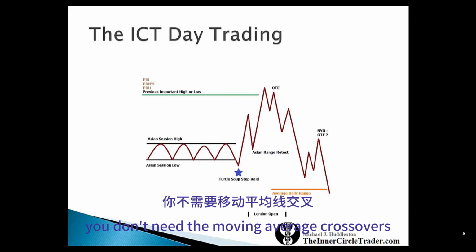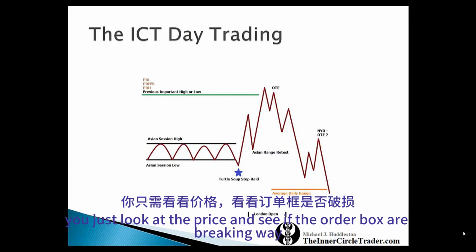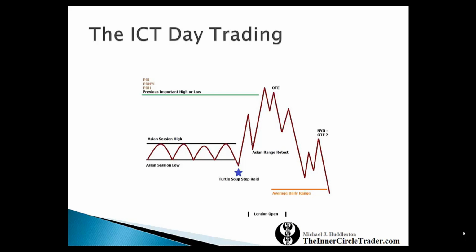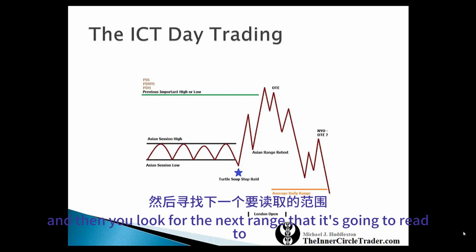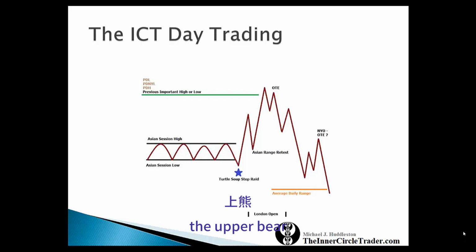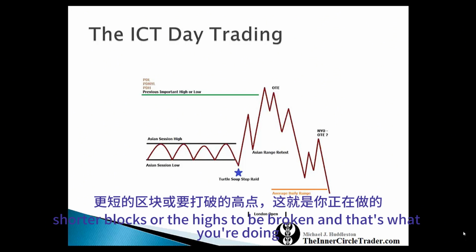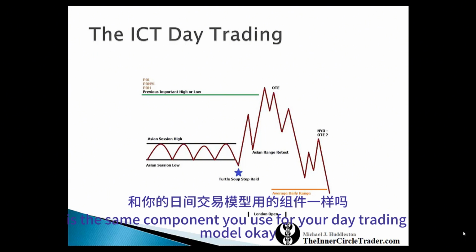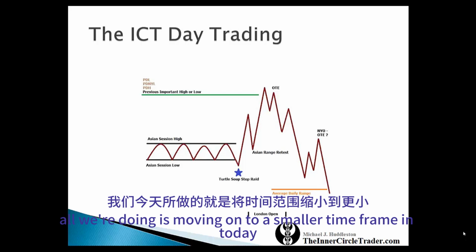You don't need the moving average crossovers. You don't need all that stuff. You just look at the price and see if the bearish order blocks are giving way and the bullish order blocks are being supported. Institutional order flow is up, and then you look for the next range that it's going to reach to, the upper bearish order blocks or the highs to be broken, and that's what you're doing. It's the same thing we use for short-term trading, the same components you use for your day trading model. All we're doing is moving down into a smaller time frame intraday.